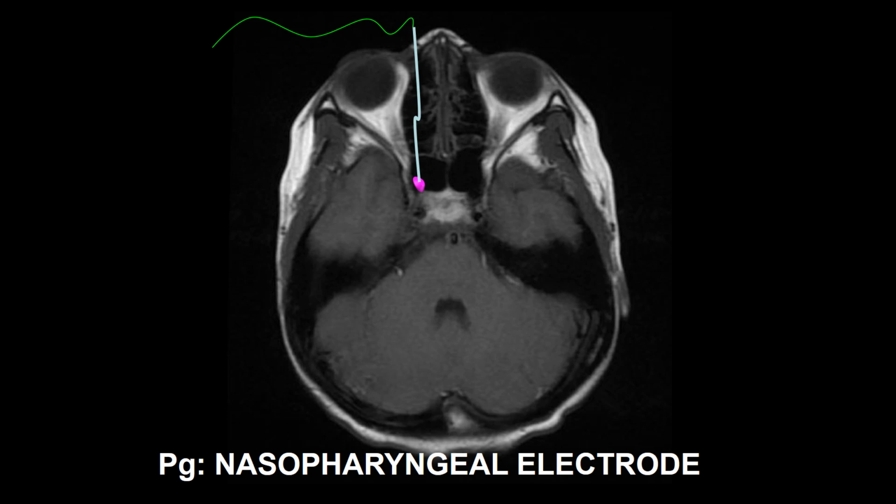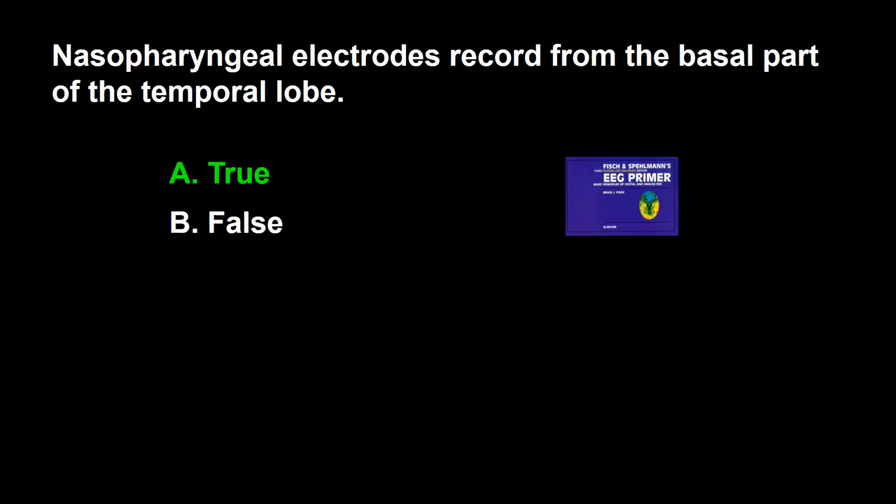In reality, it captures too many artifacts and makes small sharp transients of sleep look big and reminiscent of epileptiform activity. The nasopharyngeal electrode records from the basal region of the temporal lobe. So the answer to this question is A.